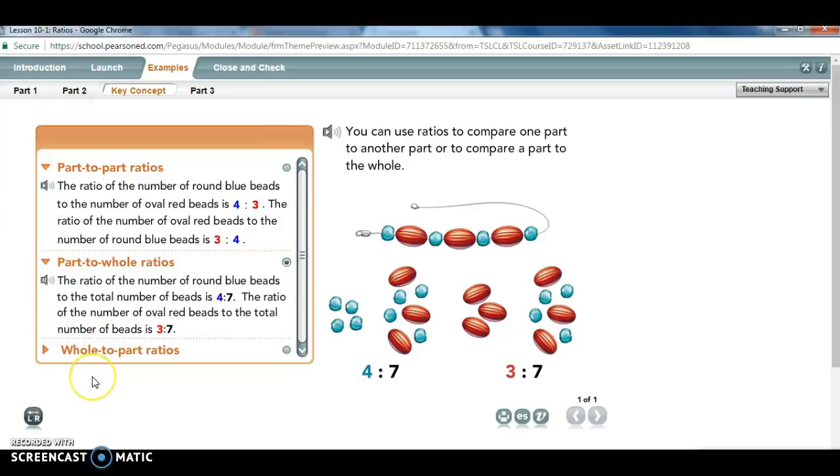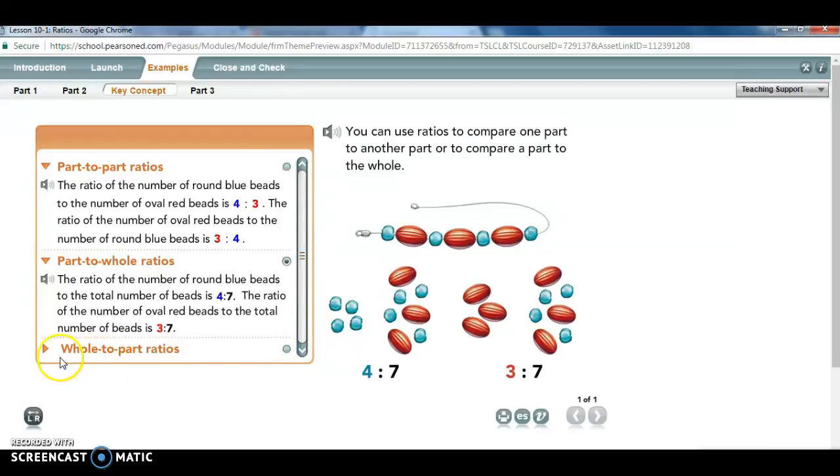The ratio of the number of round blue beads to the total number of beads is 4 to 7. The ratio of the number of oval red beads to the total number of beads is 3 to 7. So now we're looking at the ratio as a part, and our whole is going to be the total amount we have. So another example, rather than the beads, is how many boys are in the class compared to how many total students are in the class.